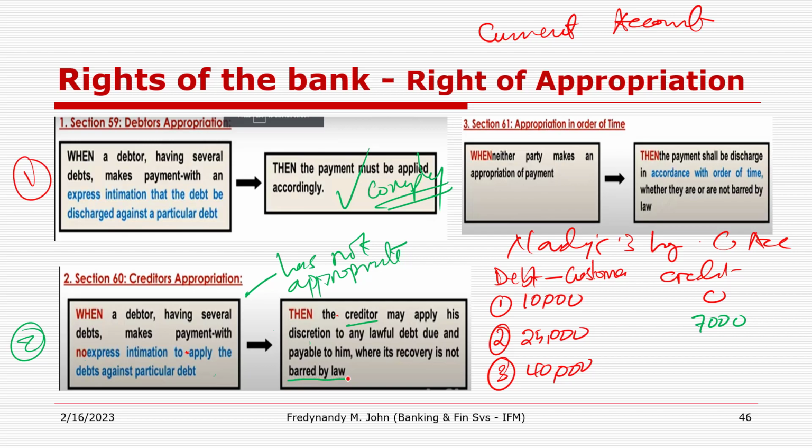So we need to discuss something. What do we mean when we say barred by the law? But before we get to this, first, let me get back to this one. If the customer does not appropriate, the banker has a right to appropriate as he deems fit. It is that simple. So that is to say, if the customer is silent on this 7,000, the banker can decide either to use the 7,000 to adjust this debt or this debt or this debt. The banker can appropriate however he pleases.